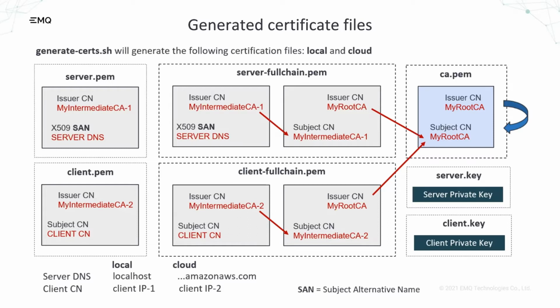And then the corresponding certificates for the clients are basically the same. The client full chain has the complete certificate chain up to, but not including, the root CA. And then the ca.pem contains the root CA.